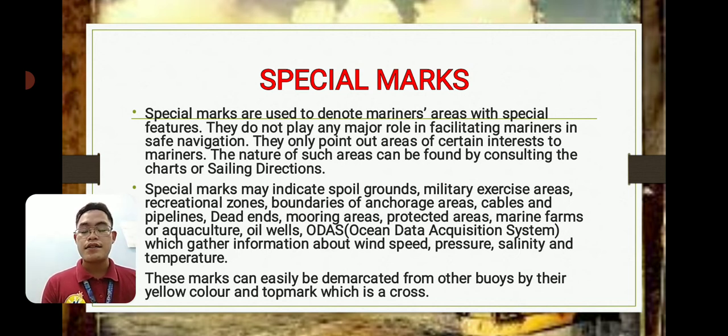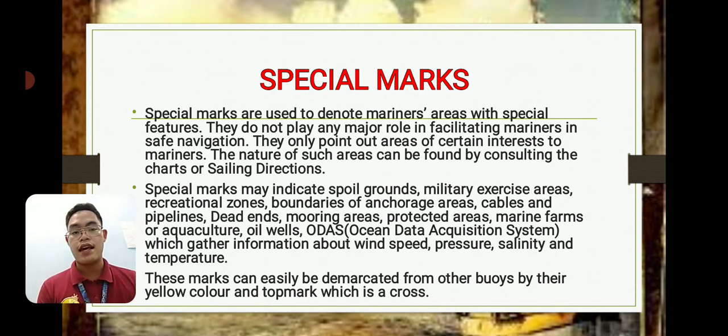Special marks may indicate spoil ground, military exercise areas, recreational zones, boundaries of anchorage areas, cables and pipelines, dead ends, mooring areas, protective areas, marine farms or aquaculture, oil wells, ODAS, or the Ocean Data Acquisition System, which gathers information about the wind speed, pressure, salinity, and temperature. These marks can easily be demarcated from other buoys by their yellow color and top mark, which is a cross. So mostly the special marks are yellow in color and the top mark will be an X.